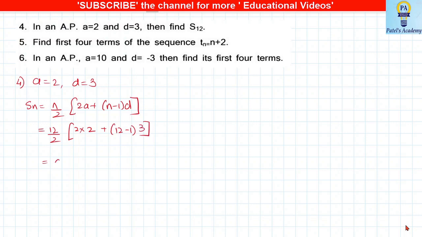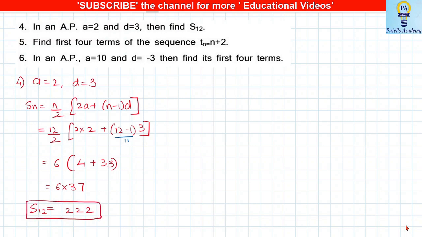So 12 upon 2 is 6, 4 plus this is 11, 11 into 3 is 33, that is 6 into 37. My S12 is 222. Okay, this is how we find out Sn.